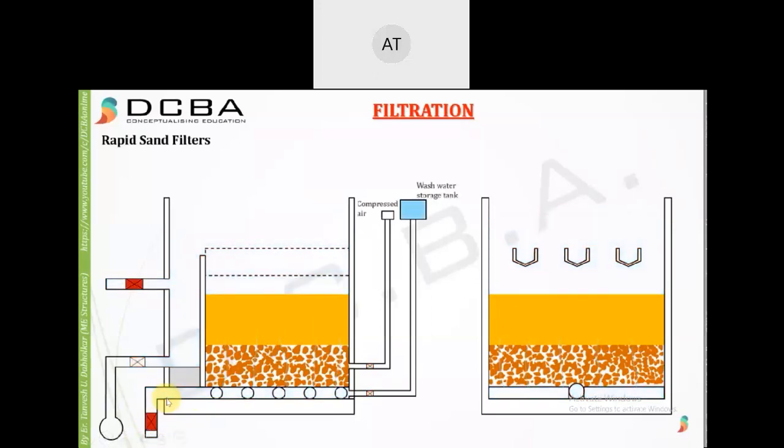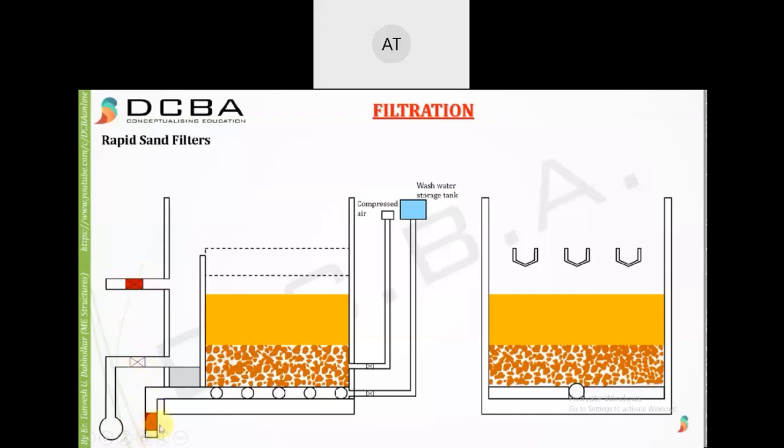Now comes the part of wash water or backwashing. Why is backwashing done? Backwashing is done because the sand or the filter media gets clogged very easily. So to keep up the efficiency of this filter, the filtering media has to be washed.